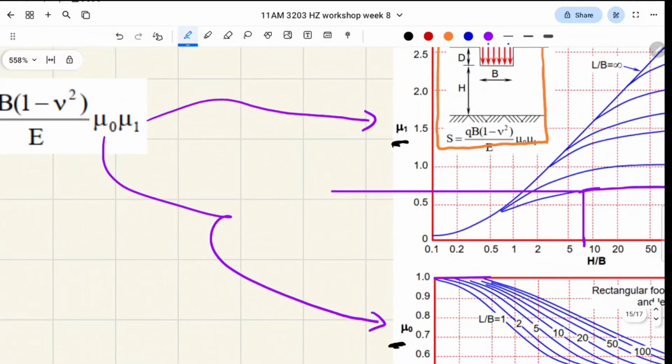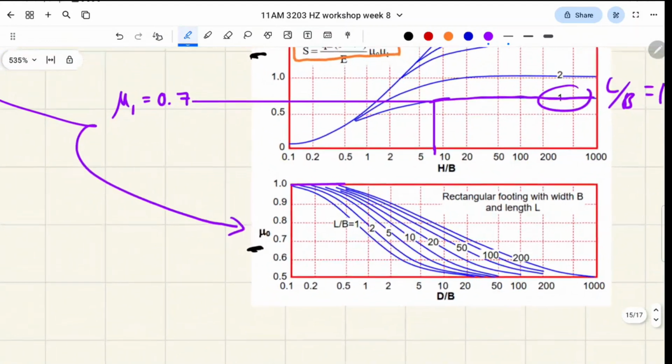Just in your head, what do you think that number is? You're trying to calibrate it based on what the solutions say. So I'll tell you what the solution says. Mu1 is 0.7. Okay.